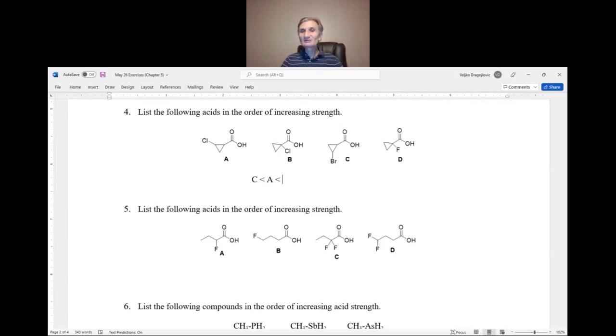And now we have two substituents 3 bonds away. See, 1, 2, 3, and this is 1, 2, 3. Fluorine is more electronegative than chlorine, so that's stronger acid than B. And so answer is C, A, B and then D. That's correct answer.